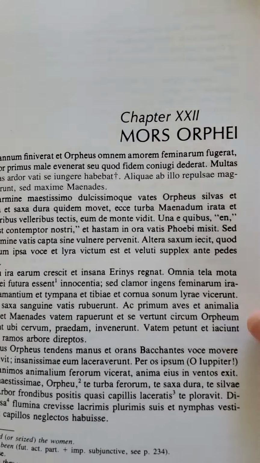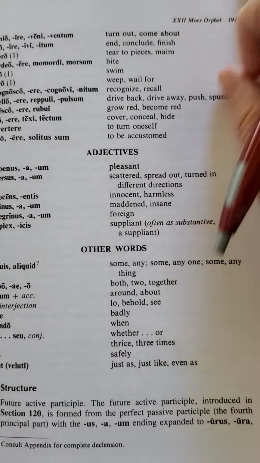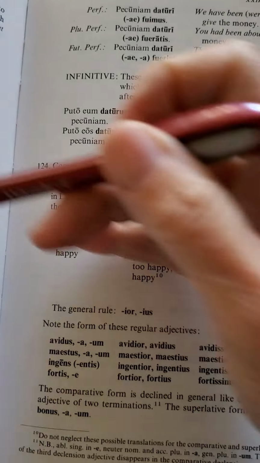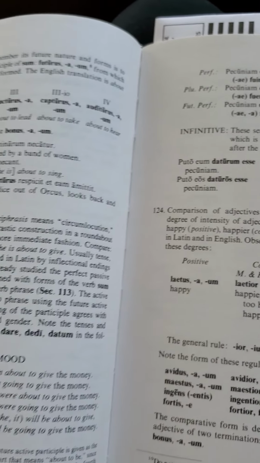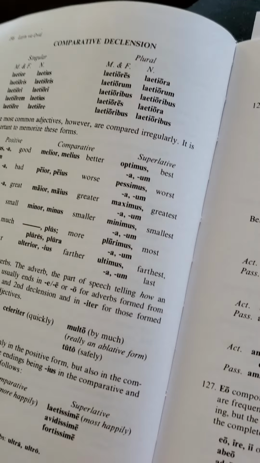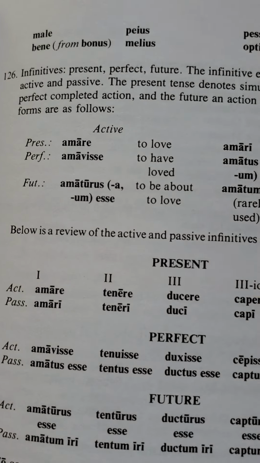So in chapter 22, we're going to ignore most of the grammar here, and the main grammar we're going to get is I'm going to talk a little bit about future active participles, which you've already learned. We're going to skip all this comparison of adjectives. That's really minor kind of stuff. The major thing that we're going to get is the infinitives.